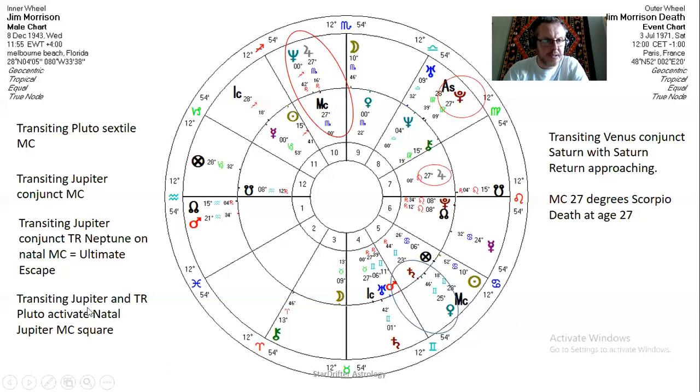Transiting Jupiter and transiting Pluto activate the natal Jupiter MC square. So Jim had Jupiter square the MC from birth, and when the transit came round to exact square, something triggered. So Jim was wanting to use that creative energy. Maybe Jim was planning on writing some really deeply creative material, and he was taking drugs and alcohol to get himself so high he could write the best material he ever had. But unfortunately, he must have overdone it and took himself to the afterlife.